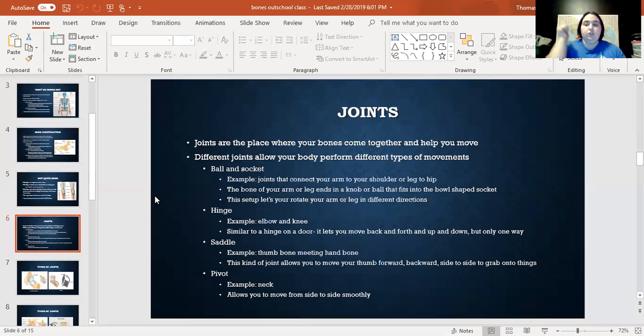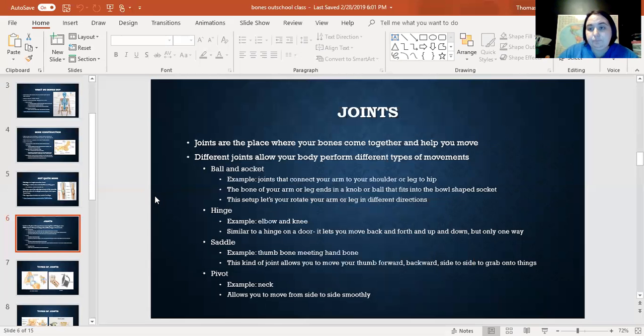Your saddle is like your thumb. It's actually meeting your hand bone, and this kind of joint allows your thumb to move forward, backward, side to side, and to grab onto things. I think of it like a joystick, like you play on a video game. It lets you rotate it. Because the saddles of your joint is actually crisscross, giving you ample movement, which is why you're able to move and grab things with your thumb.